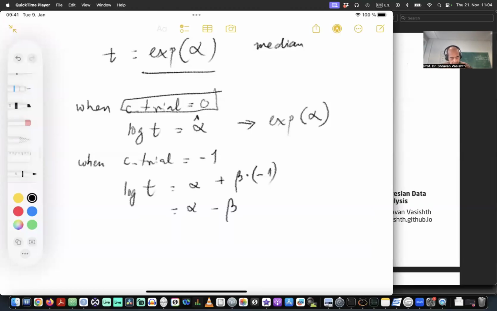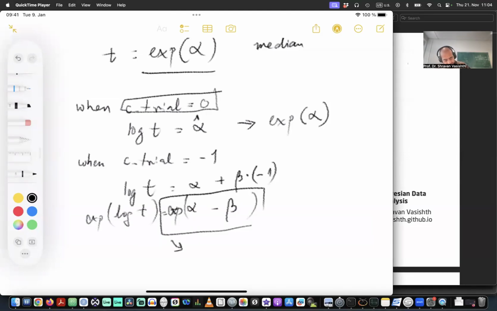Now, if I exponentiate both sides, I end up with this term here, exp(alpha minus beta), which is now telling me, on the millisecond scale, the expected button pressing time for the center trial ID being -1, right? That's what it's giving me.